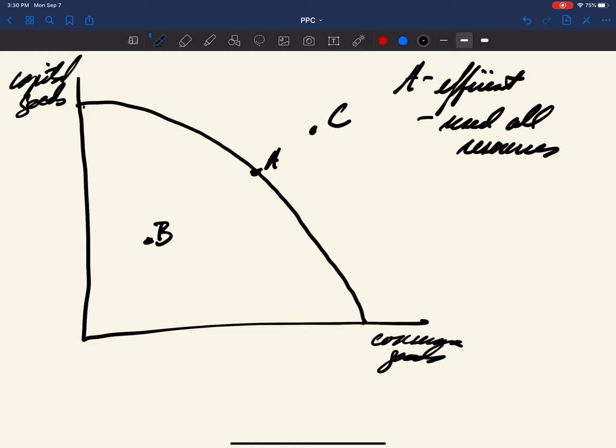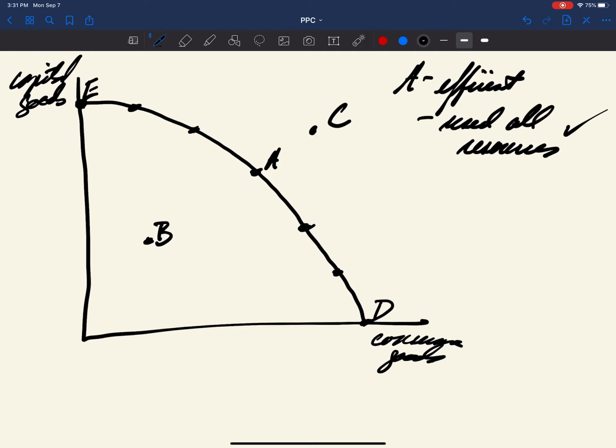But that also tells you something else. If A is on the line and we use our resources, and A is efficient, well, then so are all these other points, okay? And in fact, any point along the line is going to be efficient. And that includes, by the way, let's mark this as, say, D, and mark this point up here as point E. If I'm at point D, I'm producing all consumer goods and no capital goods. Am I efficient? Yes, because I've used all of my resources. I'm making them all consumer goods, but I've used all my resources, so I'm good. Similarly, at point E, I'm making all capital goods and no consumer goods. Am I efficient? You bet, because I've used all of my resources. So any point along this curve is going to be efficient because we've used all our resources.